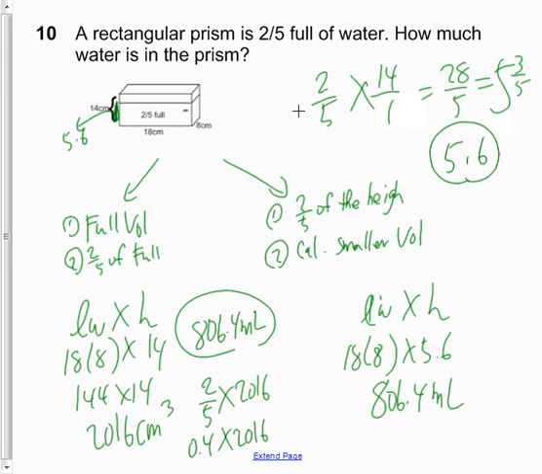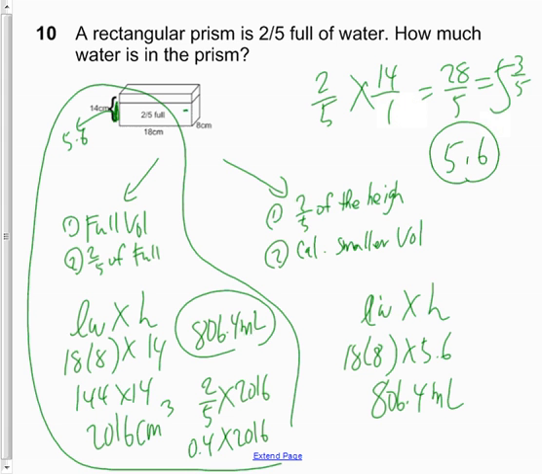So it's up to you which way to do it. Most students find calculating the full volume and then 2/5 easier. Some students like to find 2/5 of the original height to figure out what the volume is of the water. It's up to you.